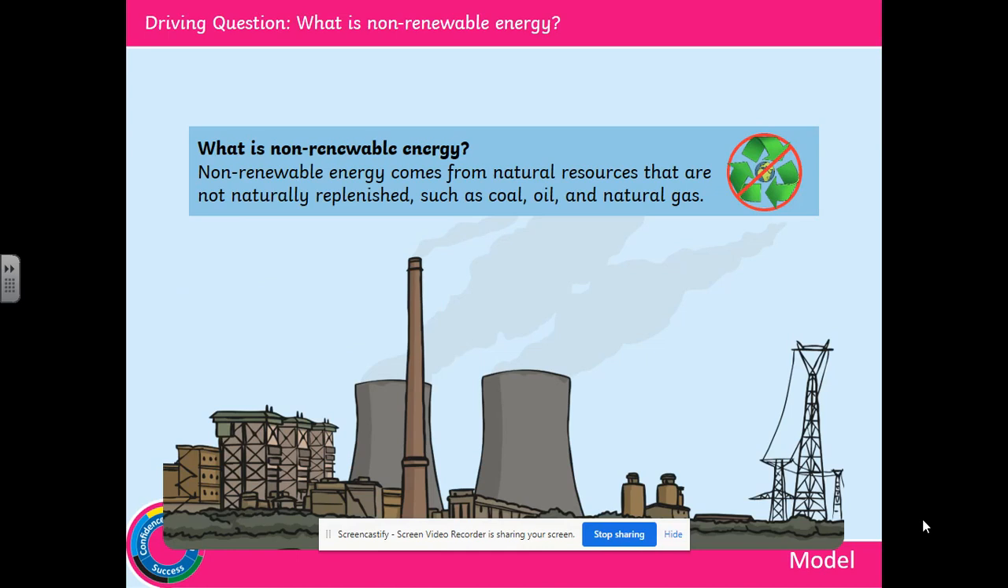Now, the definition of non renewable energy. Non renewable energy comes from natural resources that are not naturally replenished, such as coal, oil, and natural gas. And yes, these are the most popular non renewable energy sources. Again, they are coal, oil, and natural gas.